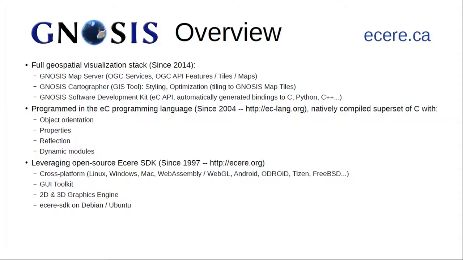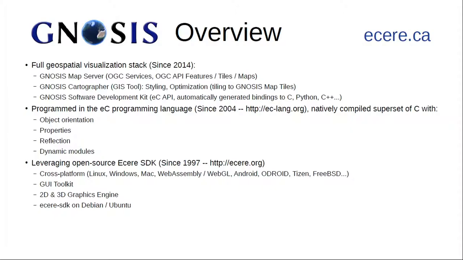So our EC programming language, it's a superset of the C language, so any C code is technically valid EC code, but it adds classes, properties, dynamic modules, and reflection. So that language I started in 2004, eclang.org, and it's compiled. That's the nice thing about it. So you can write very high performance code, but it's also easy and fast to actually write it.